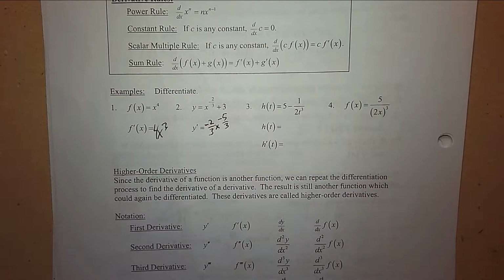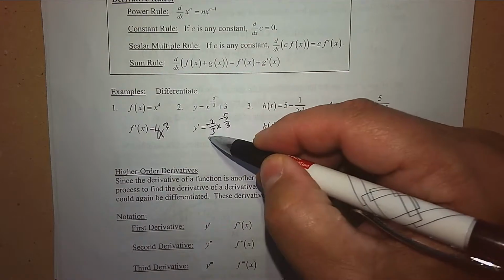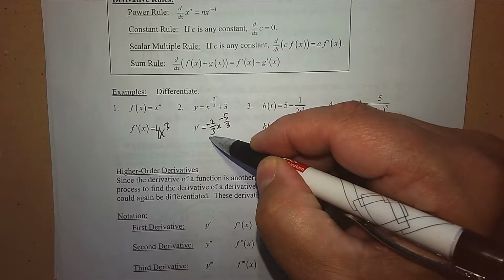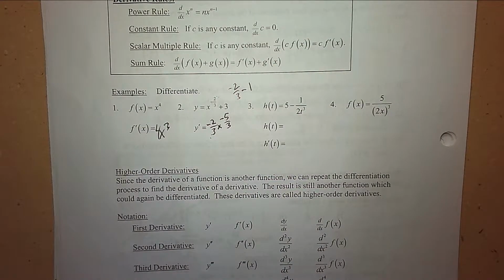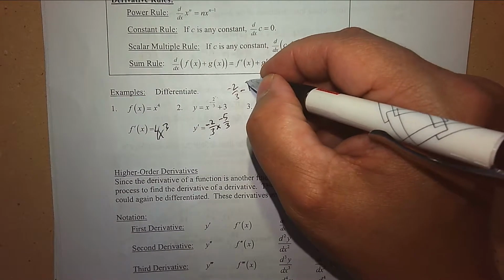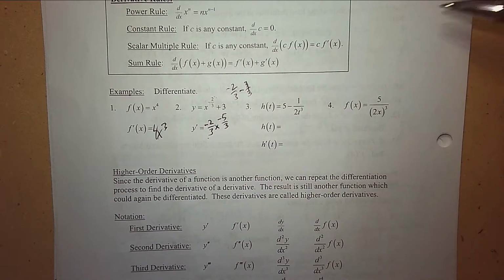What's the derivative of 3? No. 0. What's the derivative of any constant? 0. I went negative 2/3 times 1, which is negative 2/3. Then I took the exponent and subtracted 1 to the exponent. And 1 is the same as 3 over 3. And negative 2 subtract 3 is negative 5 over 3.